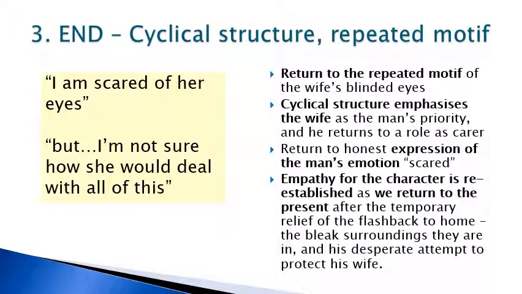And then at the end we return to the eyes. "I'm scared of her eyes, but I'm not sure how she would deal with all of this." So it returns to the repeated motif of the wife's blinded eyes. The cyclical structure emphasises the wife as the man's priority, and he returns to a role as carer. He returns to the honest expressions of the man's emotions, the fact that he's scared of his wife, and that empathy is re-established as we flash back to the present day and the bleak surroundings they are in. And so our story ends with them in that bleak, awful room, which is so different from home. So that overall is the structure.